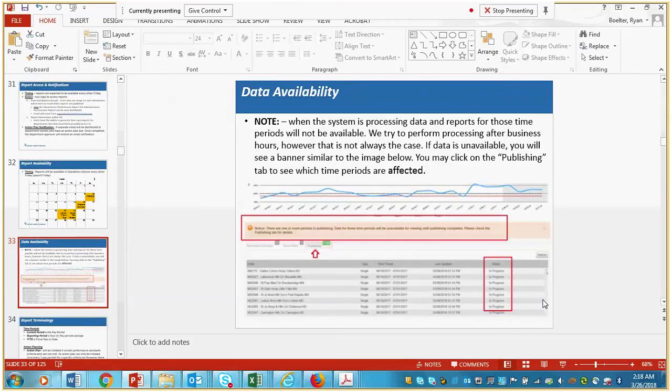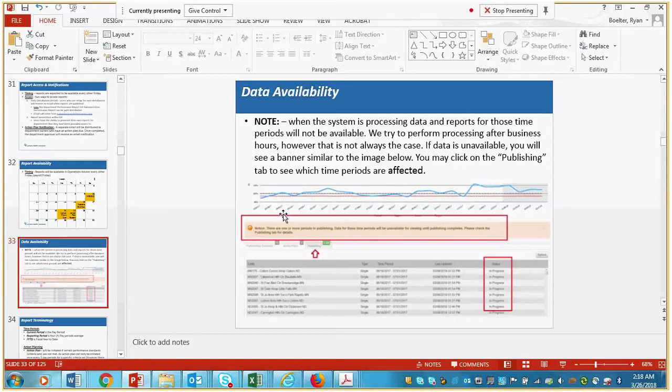All right, data availability. So as you're going and looking for reports, as you're logging into the system, there are times where, typically we will process data after hours. But if there happens to be a circumstance where we do process data during business hours, you may log in and see this banner, this notice saying the system is processing data. This might affect what you're able to see within the system.